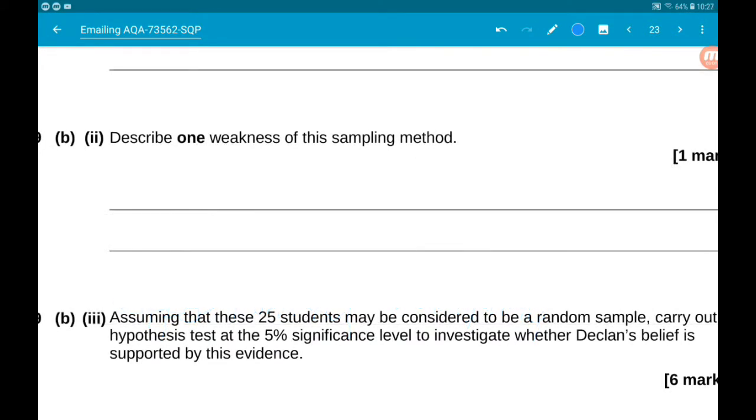Okay, then for part 2, we want to describe one weakness of this method. So, if we think about this, everyone that Declan and Ellie have asked are from the same college. It might be that students at this college are particularly healthy or unhealthy, so it's not a good representation of all students, country or worldwide.